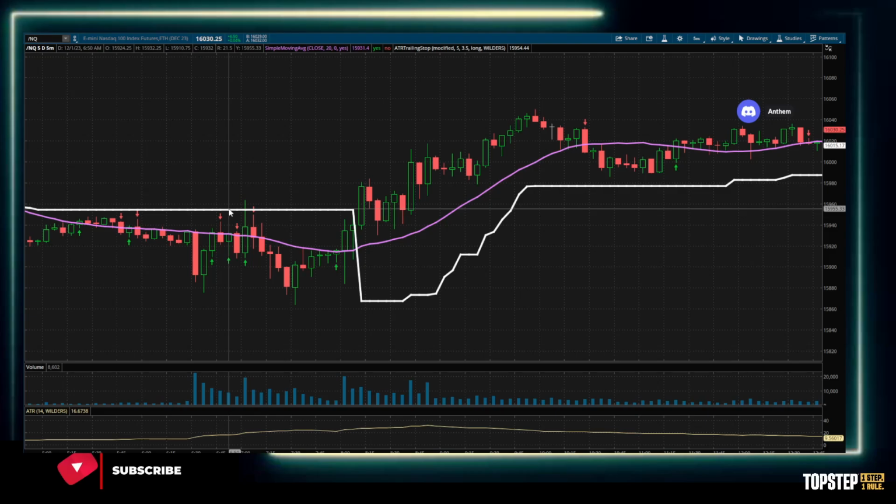Now, if we close above that ATR trailing stop and we're trading one micro contract, we're going to be down $70. So you can then manage your position sizing based on how much risk you are willing to lose on one trade if it does lose. If we're trading two contracts, we're looking at around a $150 loss.